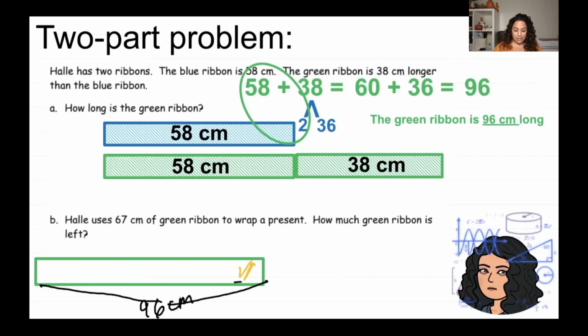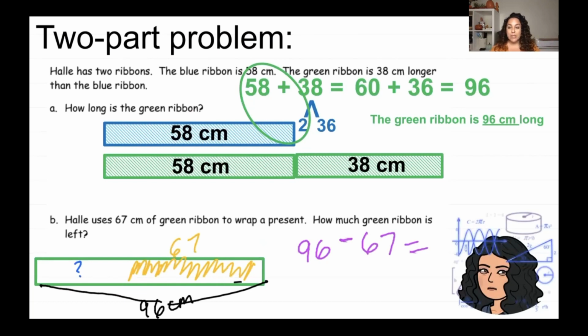So I'm going to doodle just like that. And I know that she used 67 of that. So I need to find out what variable goes right there. So how am I going to figure that out? Well, if she had 96 centimeters and she took away 67, I need to subtract to see how much ribbon is left. So I'm going to make a number sentence right here. 96 take away 67.